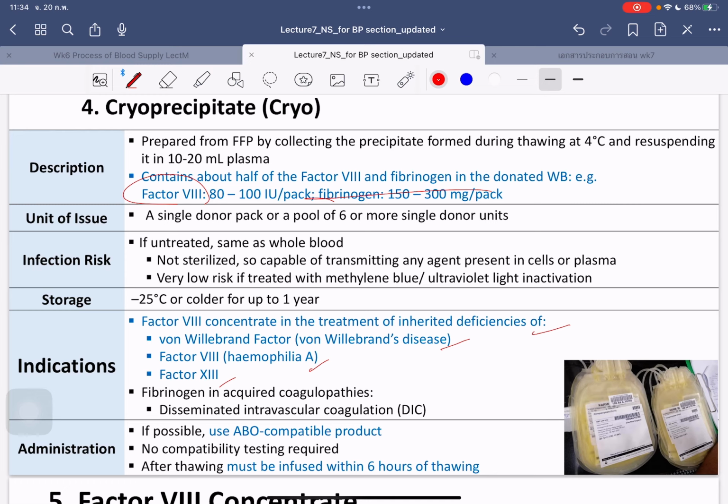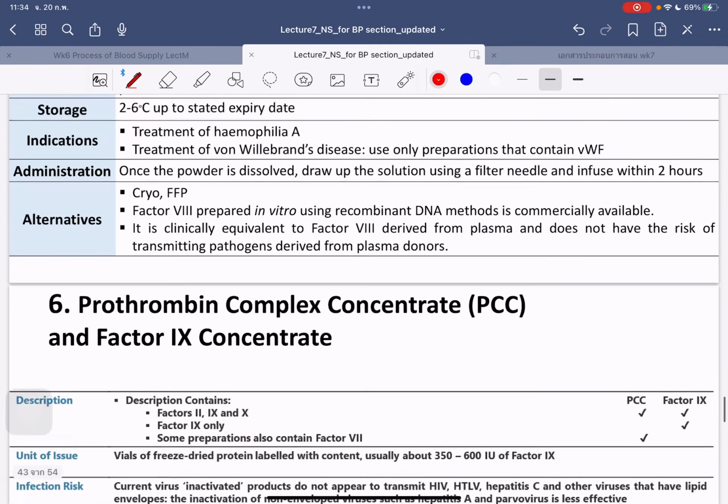So another one, because the cryoprecipitate also has fibrinogen, it can be used for treatment of DIC. So cryoprecipitate can be transfused ABO incompatible, but if it's possible, use an ABO compatible product and it should be infused within 6 hours after thawing the product. So factor 13 is here. It helps to cross-link the fibrin clot.